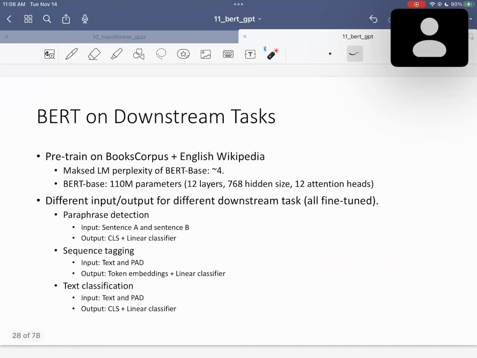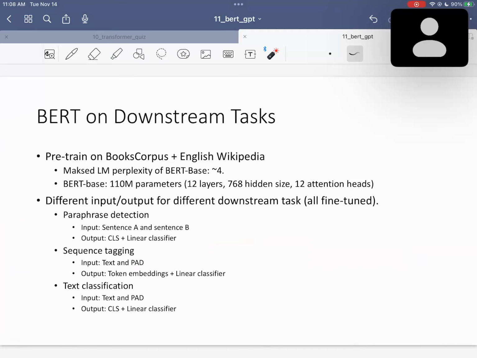So how do you use BERT in the downstream task? Again, BERT doesn't use a downstream task specific architecture like GPT-1. ELMo is the only one that uses downstream specific architecture. GPT-1 and BERT don't use it. They just use a linear layer.